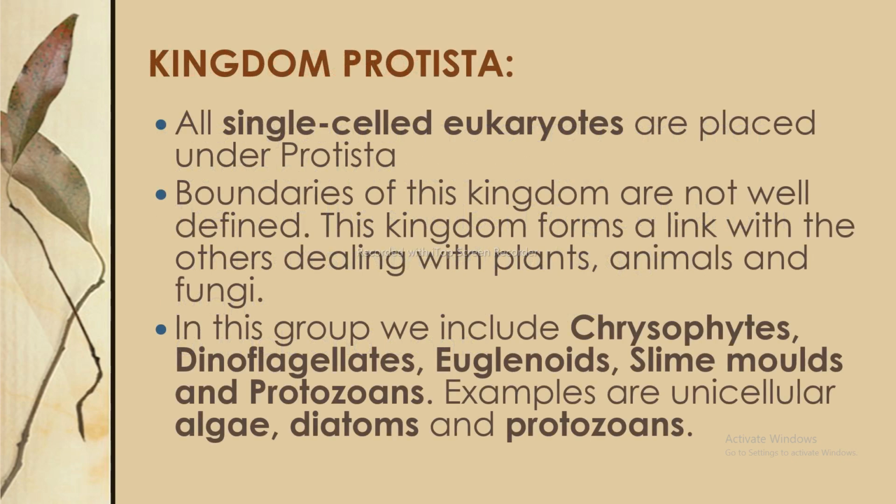Next is the kingdom Protista. All single-celled eukaryotes are placed under Protista. Boundaries of this kingdom are not well defined. This kingdom forms a link with the others dealing with plants, animals, and fungi. In this group, we include chrysophytes, dinoflagellates, euglenoids, slime molds, and protozoans. Examples are unicellular algae, diatoms, and protozoans.